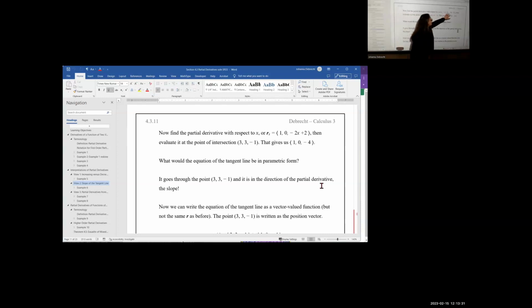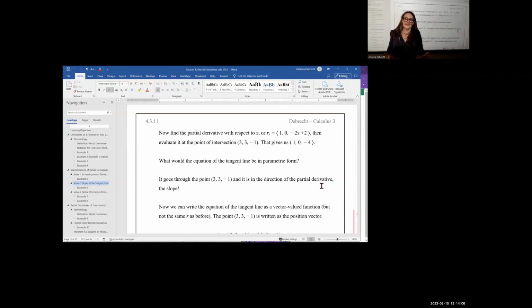So we've got this right here. Now we know what our point is, 3, 3, negative 1. So if we take that and plug it in here, we get 1, 0, negative 4 as a constant vector. Now we already knew this because we already evaluated the partial derivative of g with respect to x at that point, and we got negative 4. So in essence, what we're getting is a vector in the direction of the tangent line.